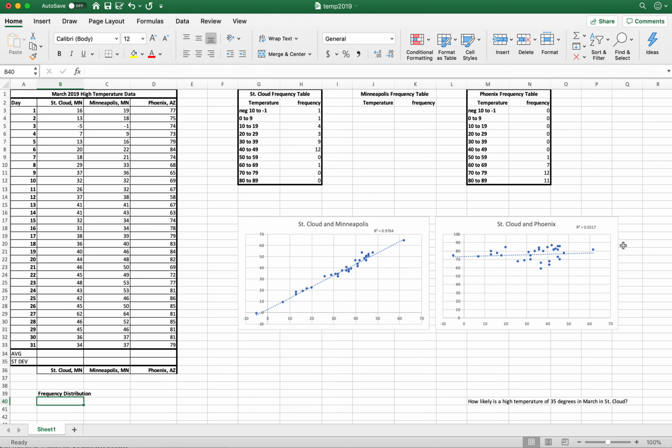So if a day is warm in St. Cloud, it's likely to be warm in Minneapolis. But if a day is warm in St. Cloud, that doesn't tell you too much about what it's likely to be in Phoenix. Okay, so moving on to chapter 6 now.